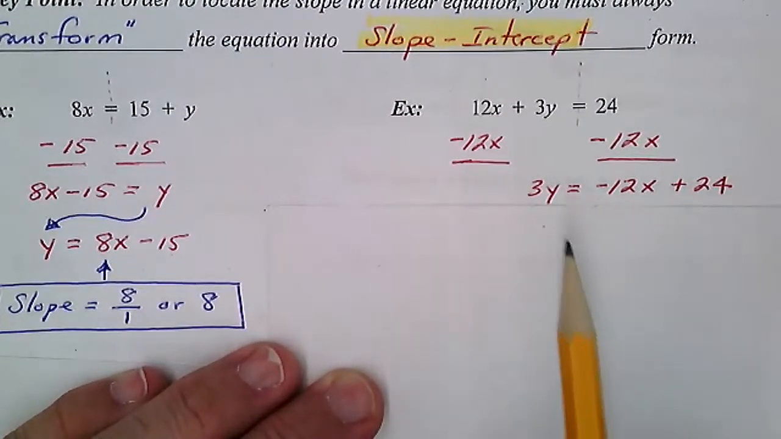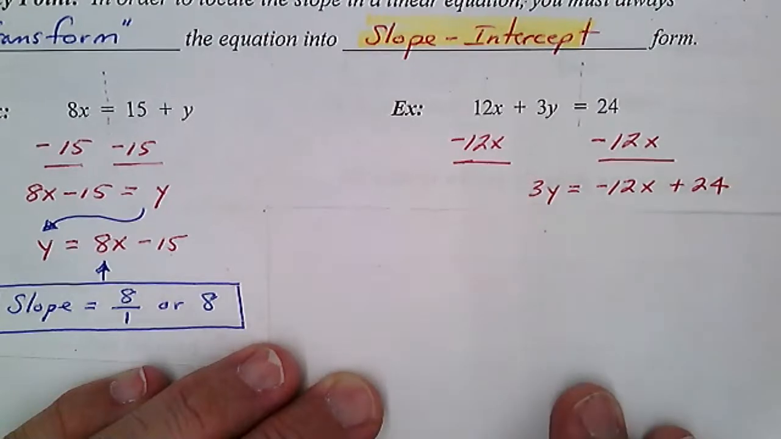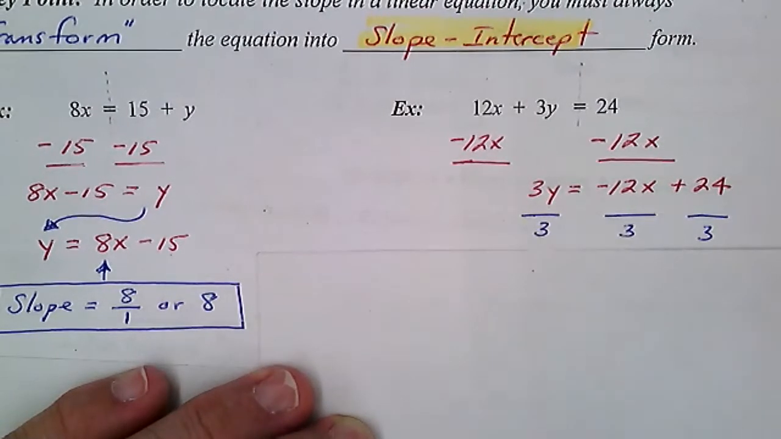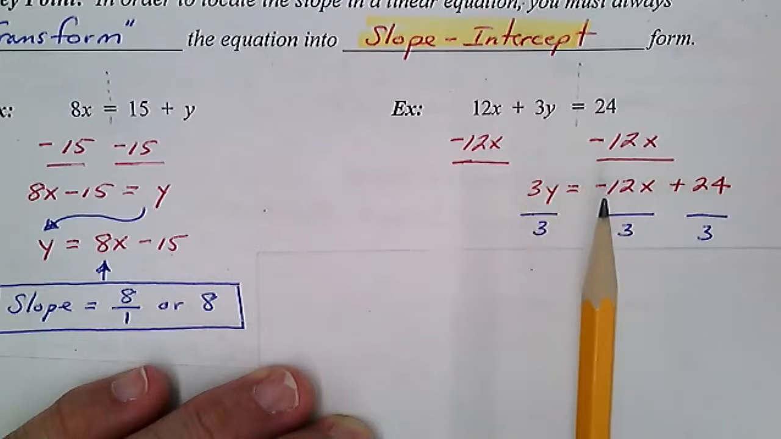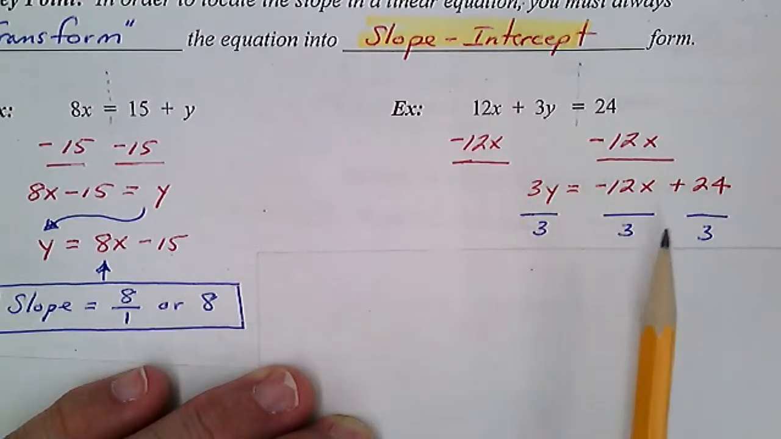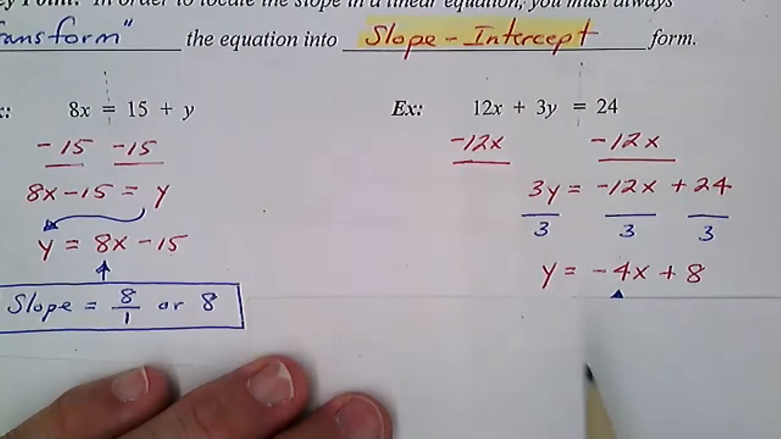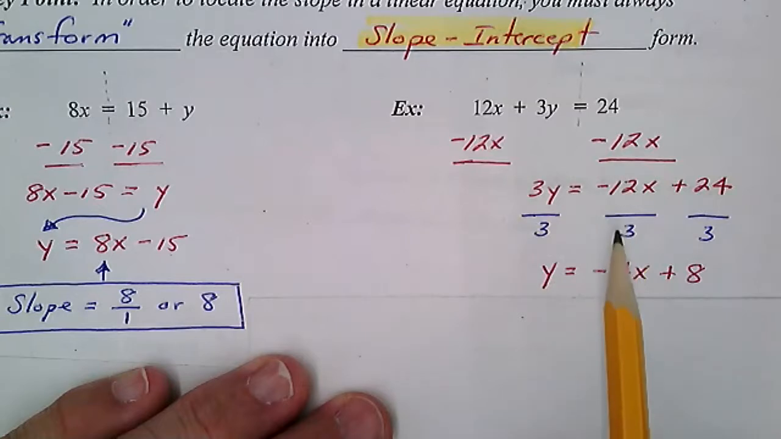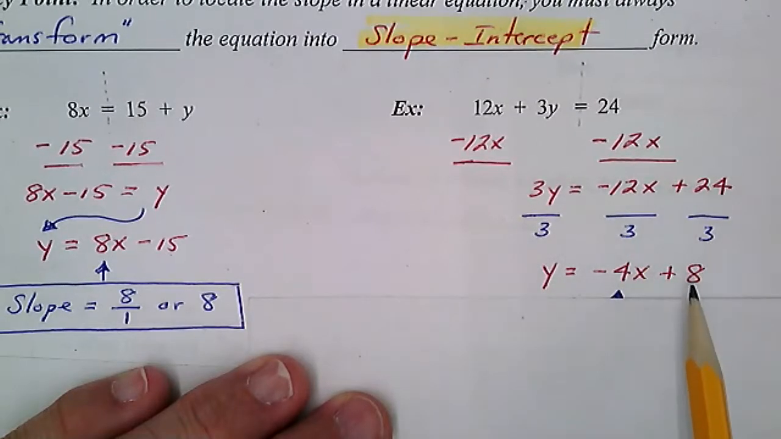Okay. Now I want to get y by himself. So I need to get rid of this 3. So I'm going to divide everything by 3. So these 3's cancel. And then I've got negative 12 divided by 3 and 24 divided by 3. And it's going to turn out to be this, right? These 3's cancel. Negative 12 divided by 3 makes negative 4. 24 divided by 3 makes 8.